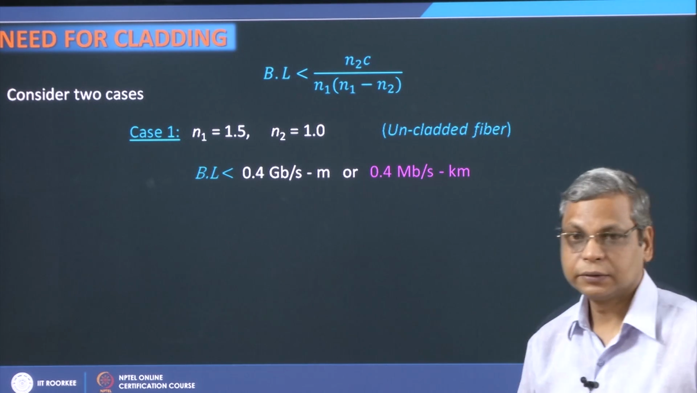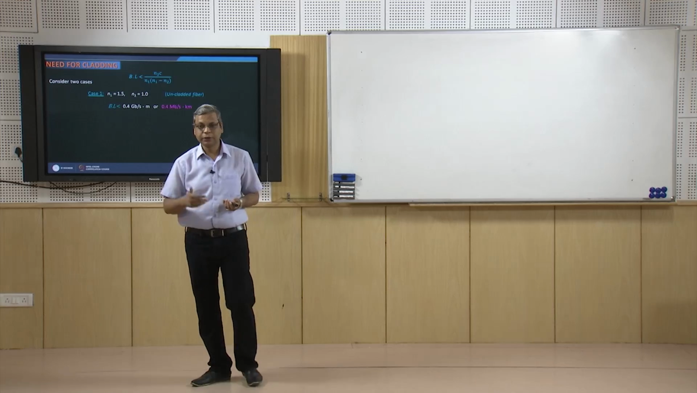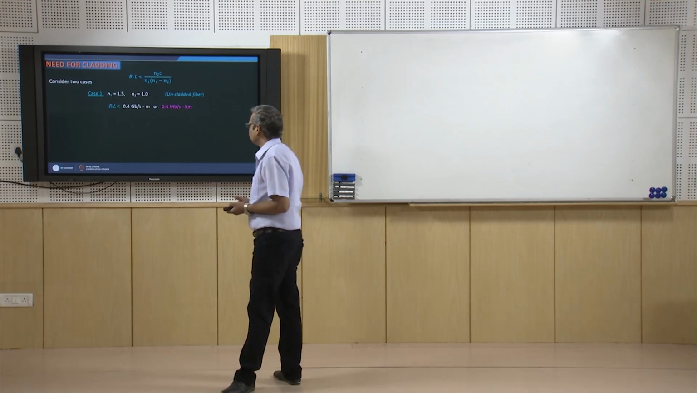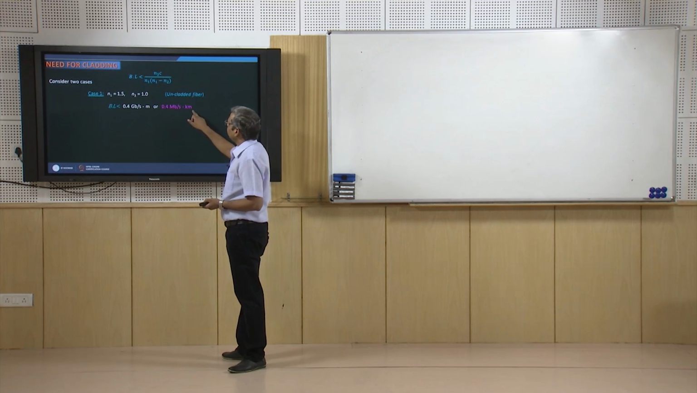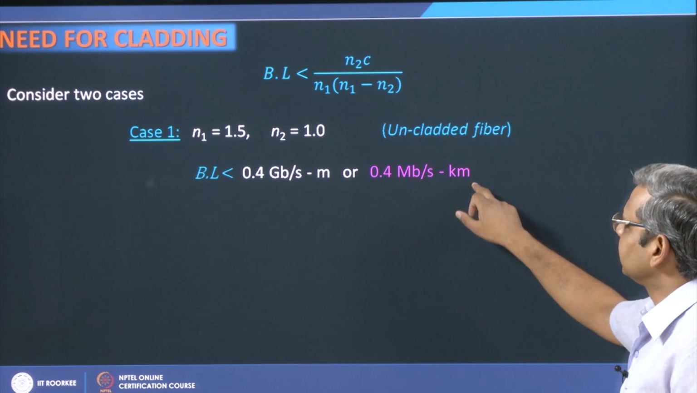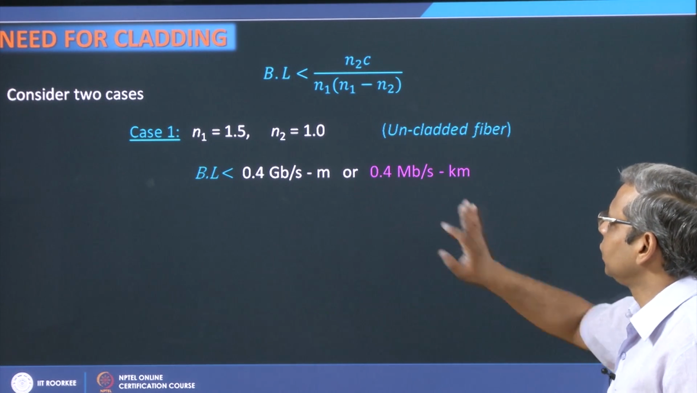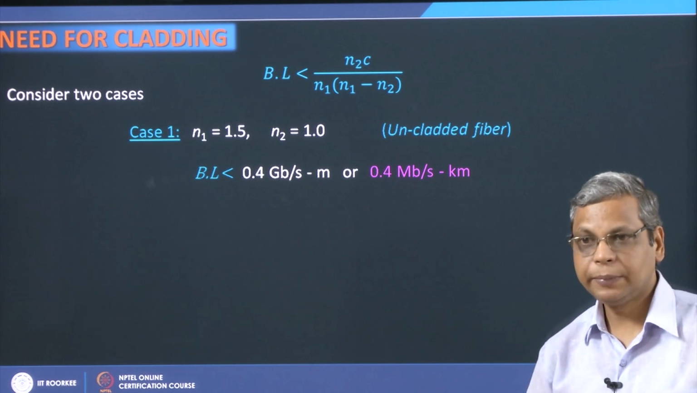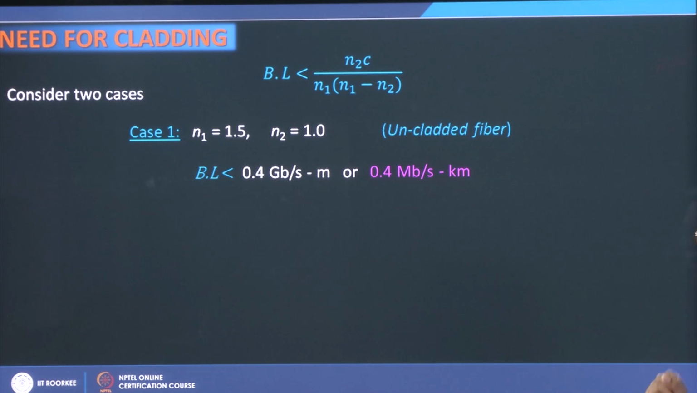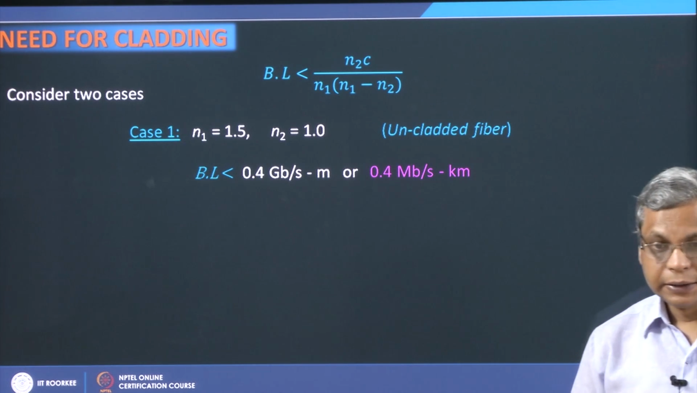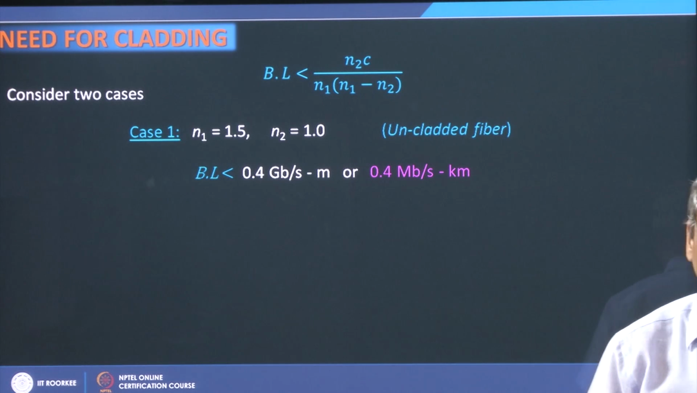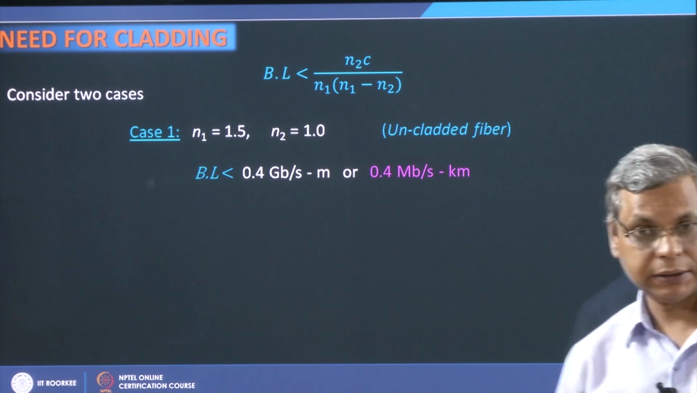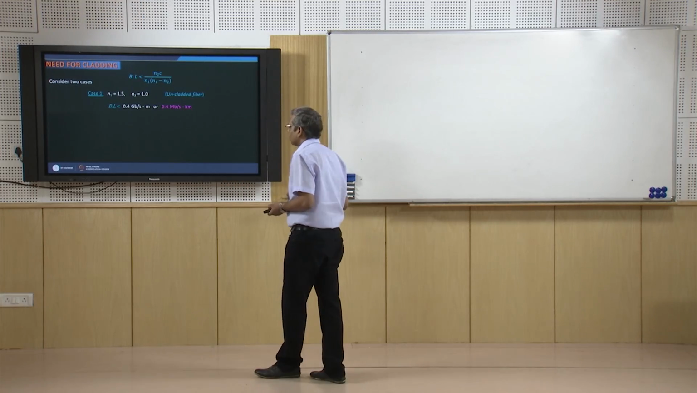Of course, you would not like to send information only for a meter. If I talk about a kilometer, then 1 kilometer length of the fiber can sustain a bit rate only up to 0.4 megabits per second. And if you remember, if I am trying to send a video, then video requires a data rate of about 100 Mbps. So, you cannot use it, okay.